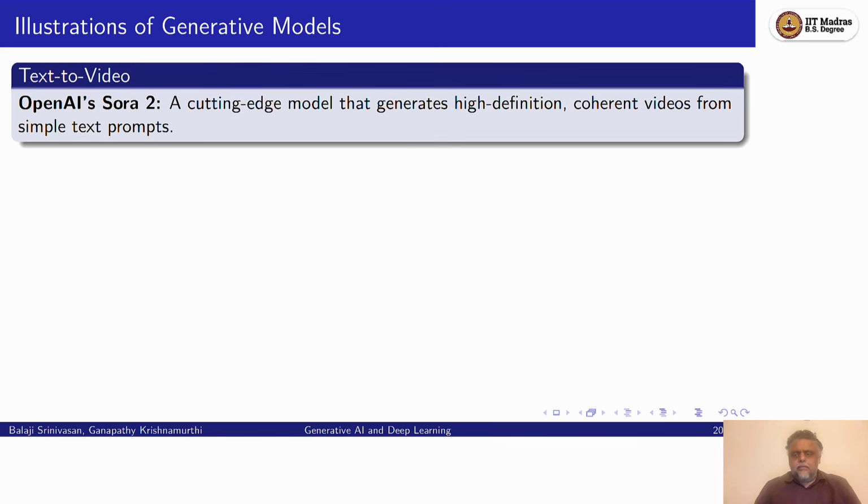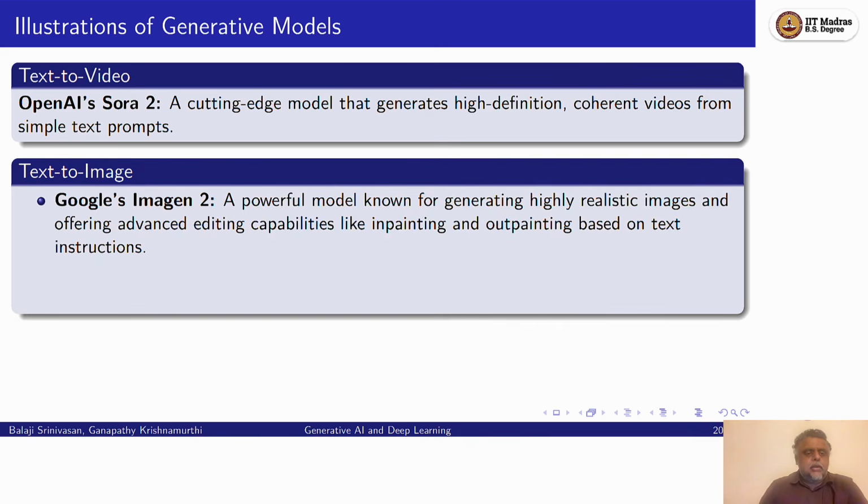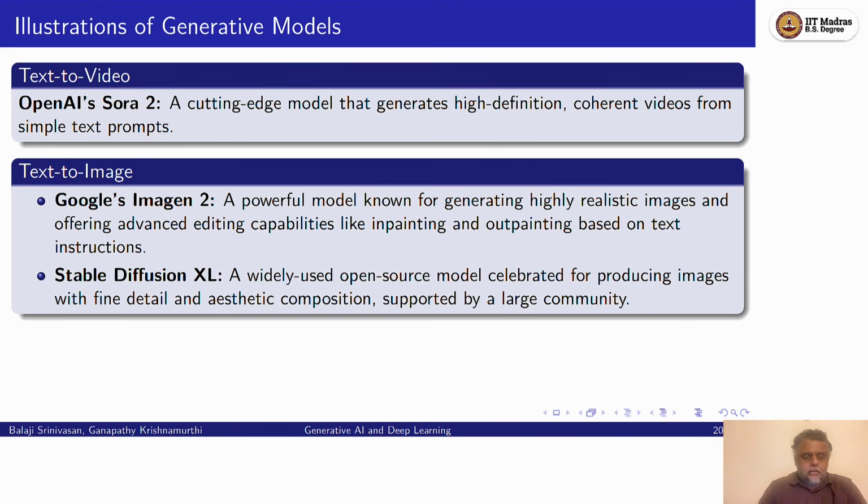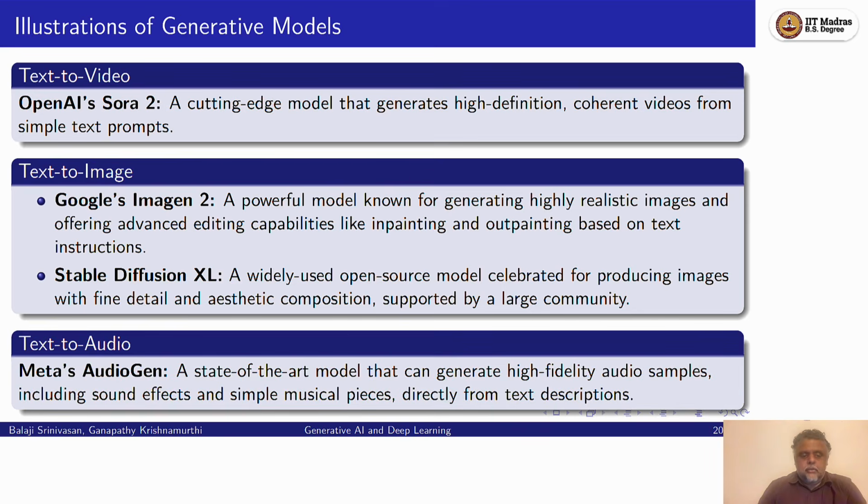Okay, so here are some examples. Sora 2 generates videos from text prompts. Imagen 2 from Google. Imagen uses text prompts to generate realistic images. It also offers editing capabilities. Stable Diffusion, again, is a very widely used open source model that can produce images with very fine detail, and of course it's community supported. Text to audio, AudioGen, a state of the art model, gives you high fidelity audio samples, sound effects, etc.